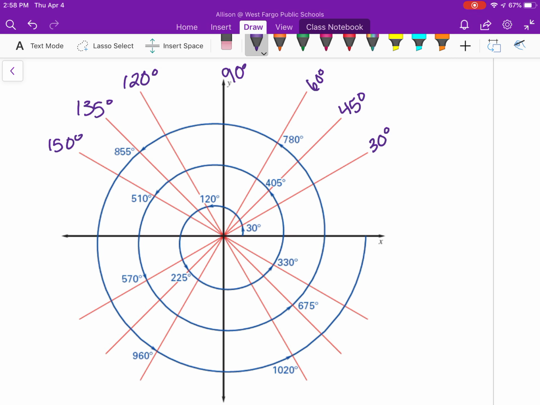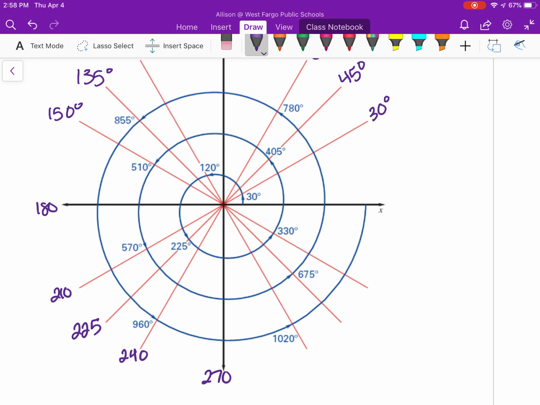150, 180, 210, 225, 240. Remember, this one's 270, 300, 315, and 330, and then 360. And remember, 360 and 0 are the most common coterminal angles. So this kind of gives you an idea. For example, this is like an infinite circle.